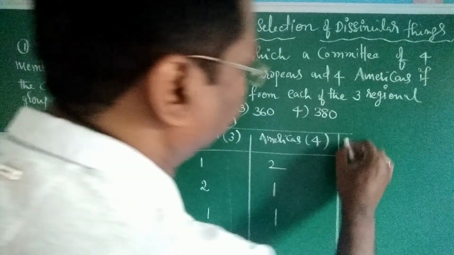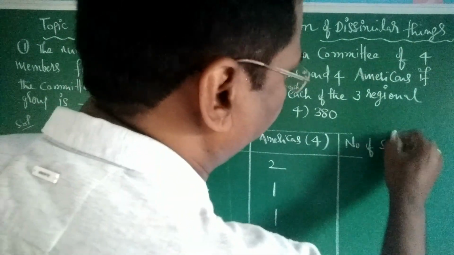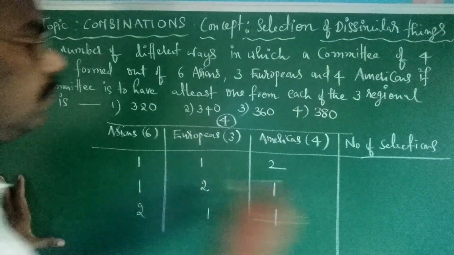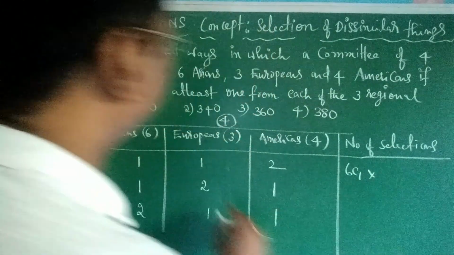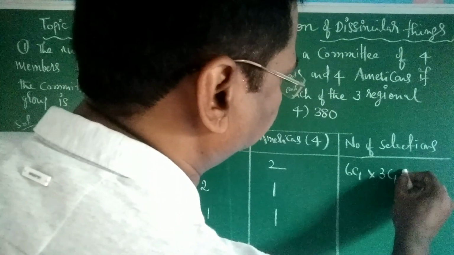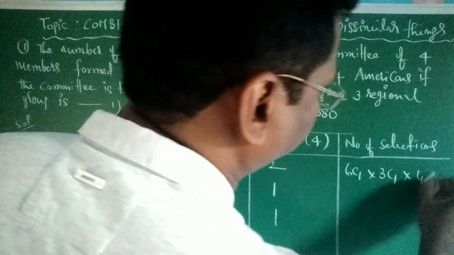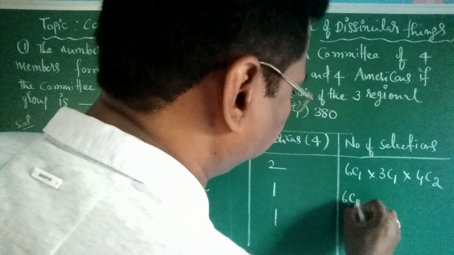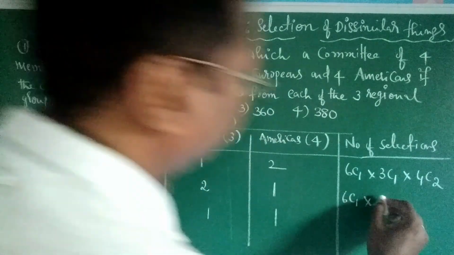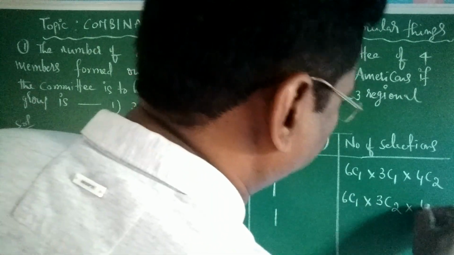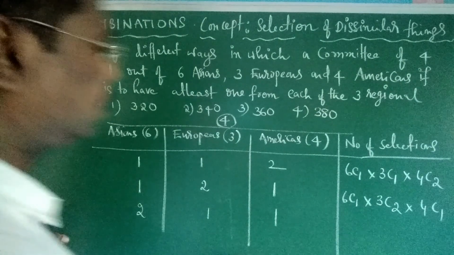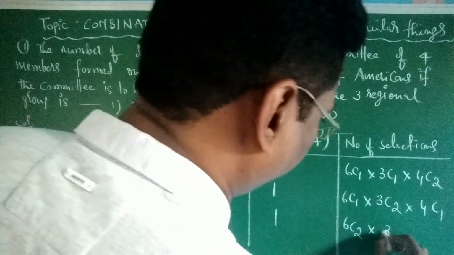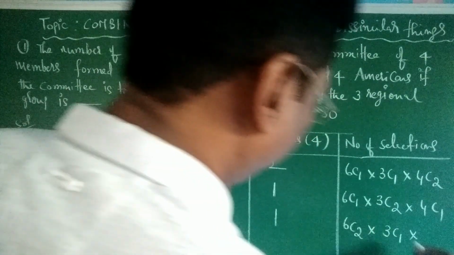Now the number of selections: 6C1 into 3C1 into 4C2. Next, 6C1 into 3C2 into 4C1. Next, 6C2 into 3C1 into 4C1.